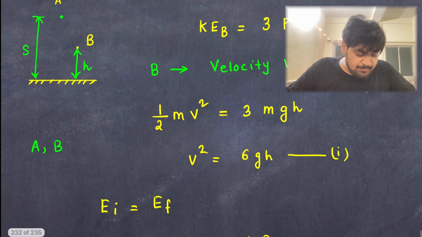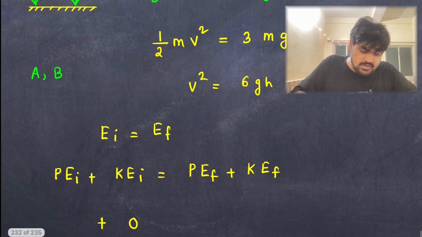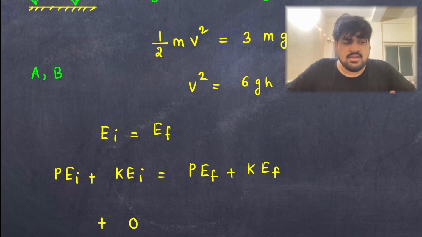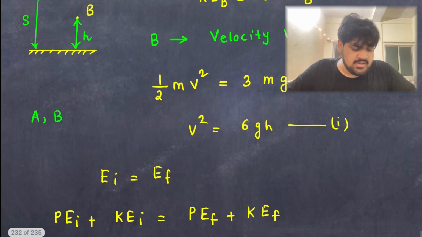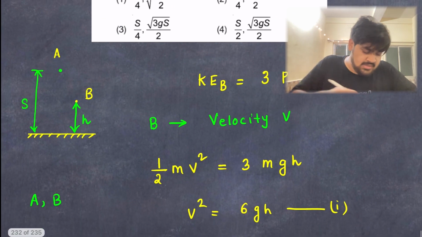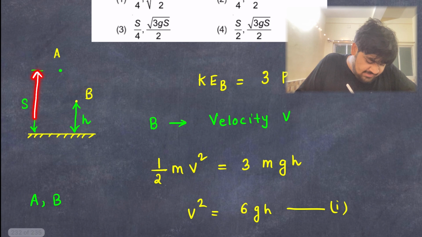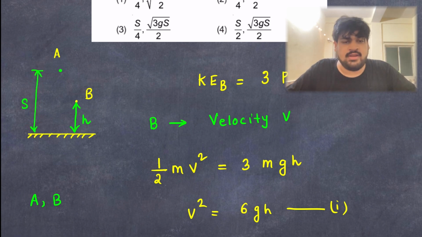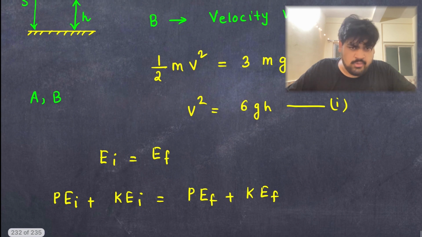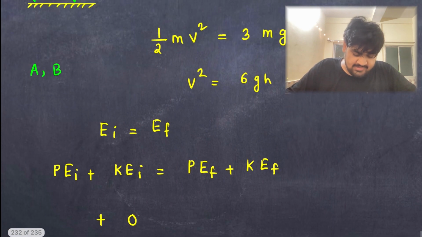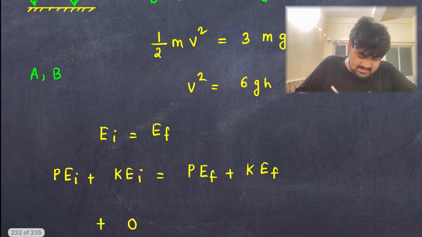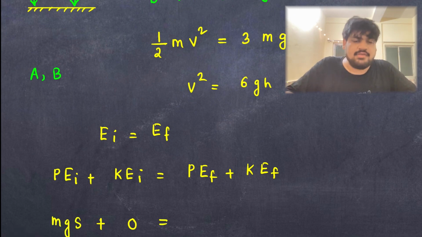Now comes the potential energy at point A. What is the potential energy at point A? See, point A is at a height of s from the ground, and potential energy is mgh, where h is the distance from the ground or the reference line. So this will be equal to mgs. This will be equal to the final kinetic energy plus the final potential energy.